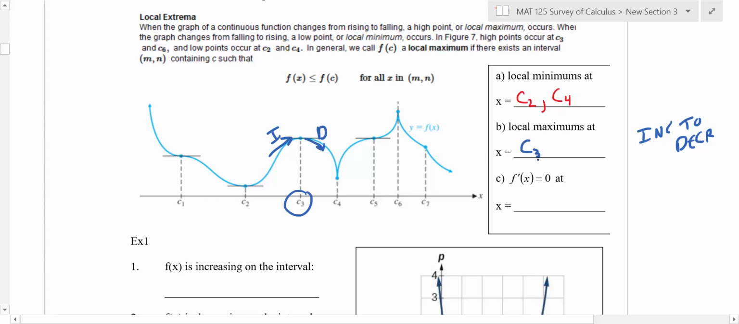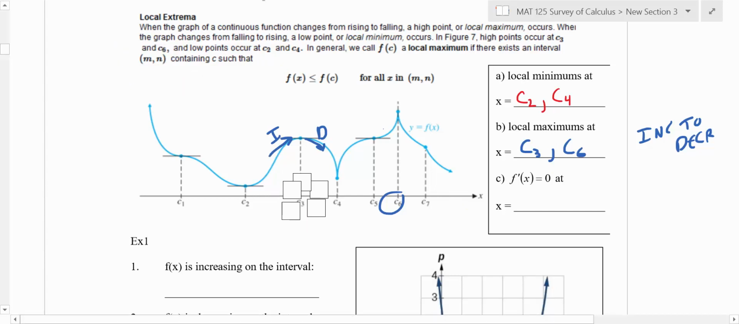Any other place? C6, good. Any other place? Does C5 count? No. Here's what happens at C5. You're increasing, right? Then you just level off for one point, and then you're still increasing. So it's got to change from increase to decrease. It's like you're on a roller coaster. You hit the high point, and then you're getting ready to go down the big ride.